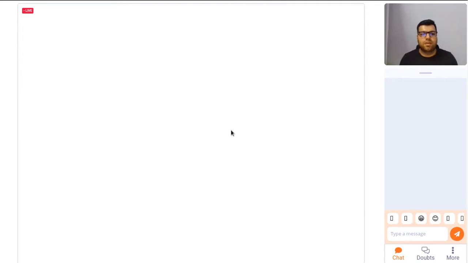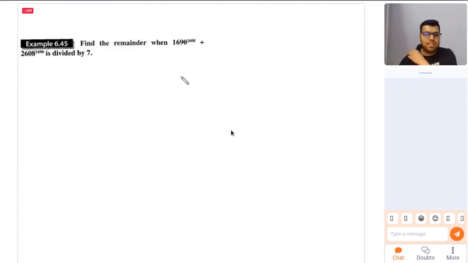Find the remainder when this thing is divided by 7. It should be a simple task. The question is asking for the remainder. We are still covering textbook questions. There are 6 of them in total. I think we are done with 4 of them. This is the 5th one: the remainder of 1690 raised to power 2608.